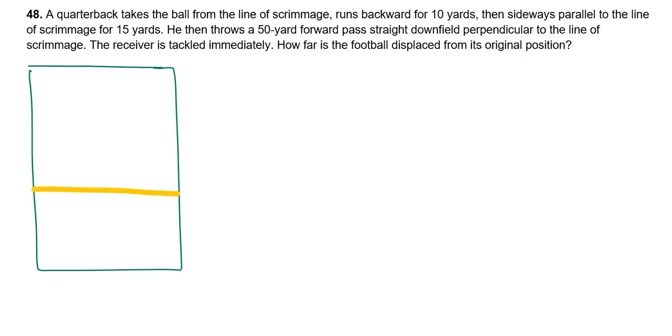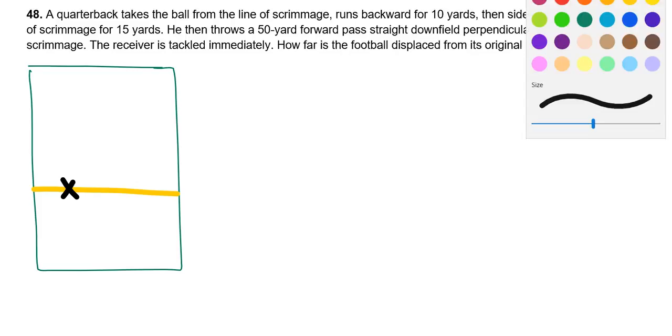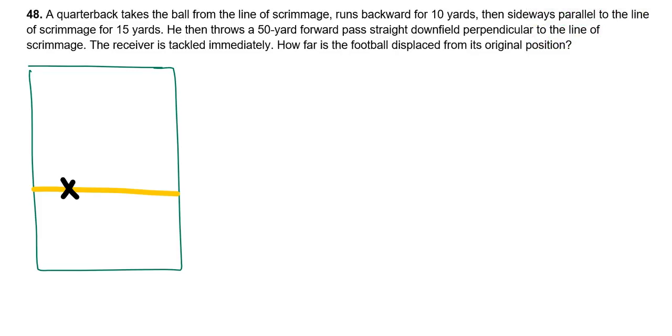So in football, the line of scrimmage is where the ball starts. It's denoted in yellow. Basically what happens is the quarterback starts at the line of scrimmage, runs backwards for 10 yards. You can draw that as a vector. Backwards for 10 yards. Then sideways parallel to the line of scrimmage.